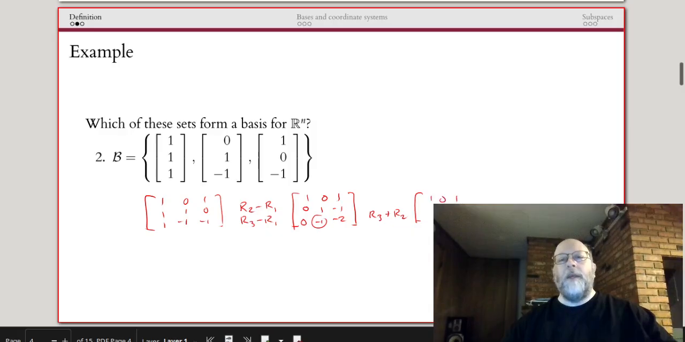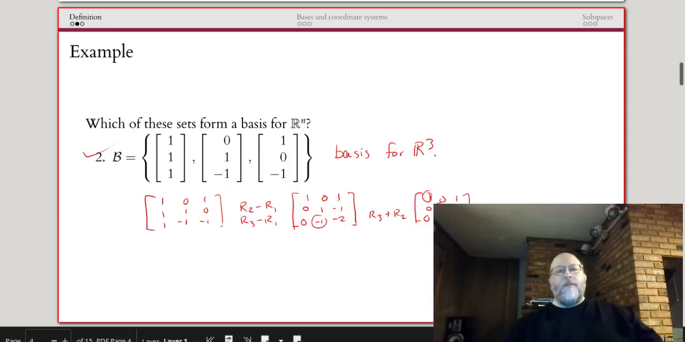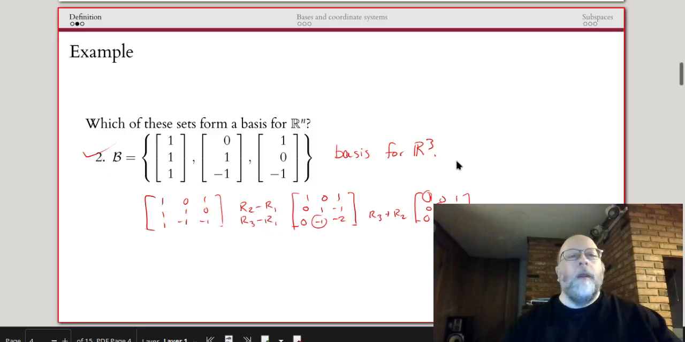That's going to give me 1, 0, 1, then 0, 1, negative 1, then 0, 0, and negative 3. And we have a leading entry in every row and every column. And so this is a basis for R3. So this one's a basis. Let's keep going.